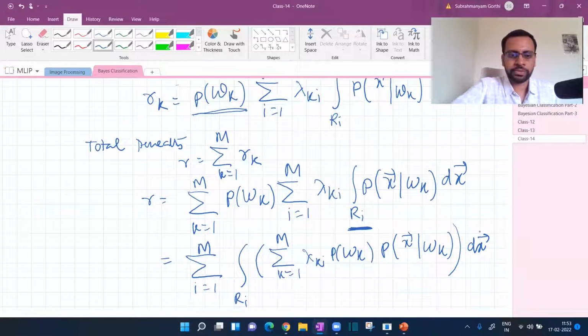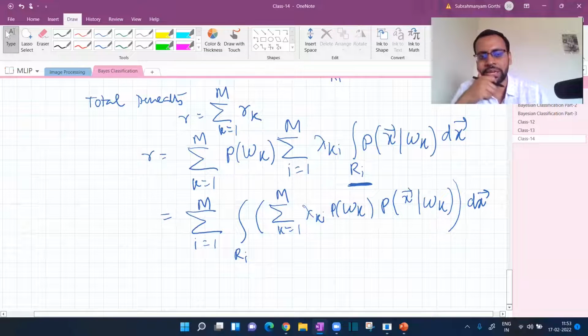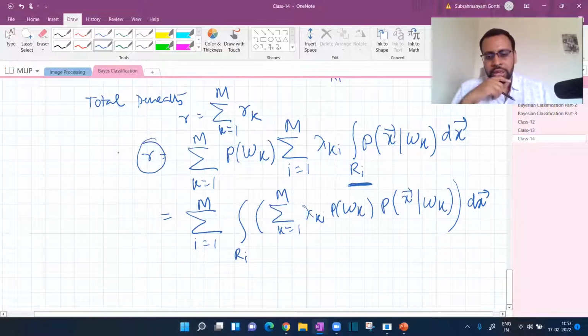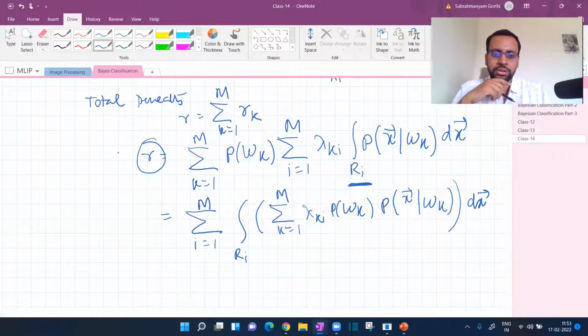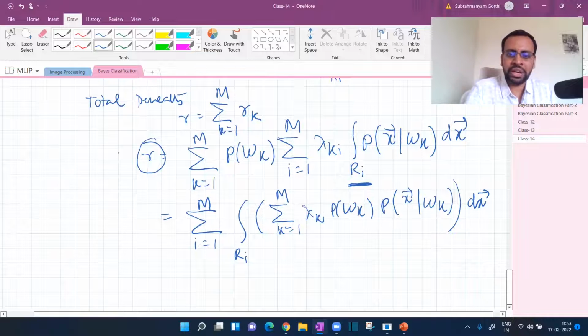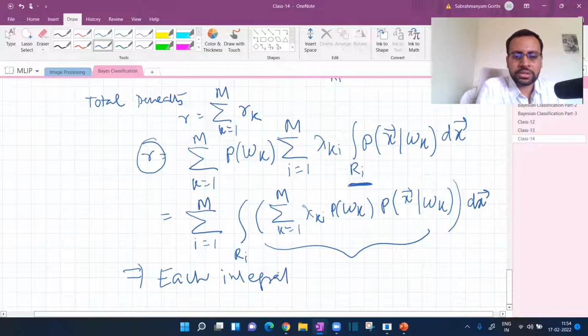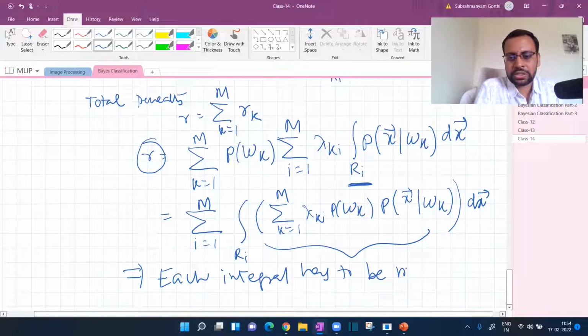Is that clear? So now the final goal here is that you want to find these regions in such a way that this penalty is minimized, is it not? You have an integral over each region, so that means each integral has to be minimized here.